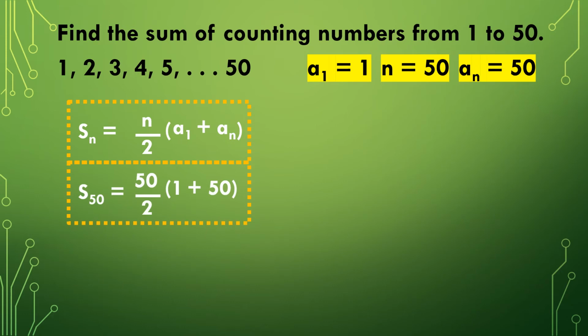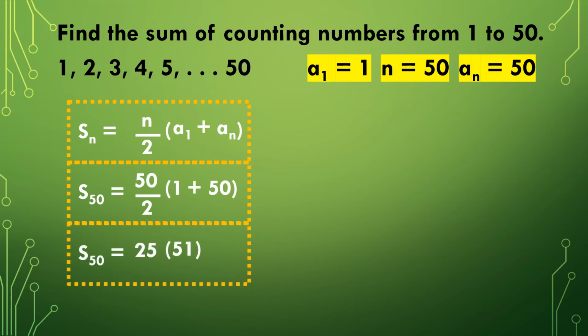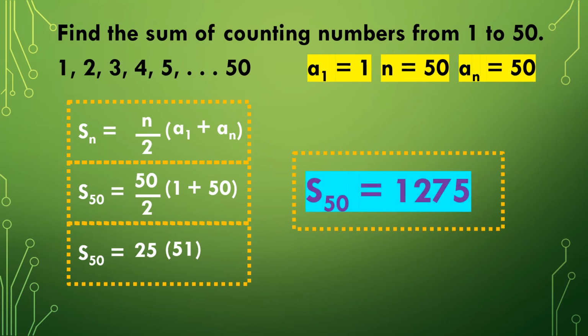The sum of the first 50 terms in this arithmetic sequence is equal to 50 divided by 2 times 1 plus 50. One plus 50 is 51, and 51 times 25 is 1,275. Therefore, the sum of the first 50 terms of the counting numbers from 1 to 50 is 1,275.